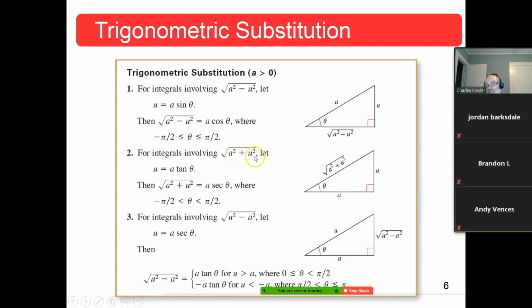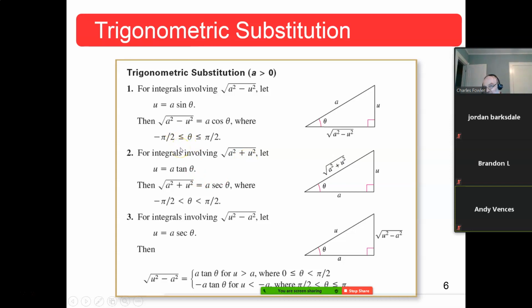Now, when you have a squared plus u squared, again, think of u being your tangent. So put the a with it, a tangent theta. There's your substitution. If you divided both sides by a, tangent would be u over a. Well, tangent is opposite over adjacent. So your opposite side is your u, your adjacent side is the a, and the hypotenuse would then be the square root of a squared plus u squared, which is exactly what you have there, okay? Works out nicely. And again, we go from minus pi halves to pi halves.